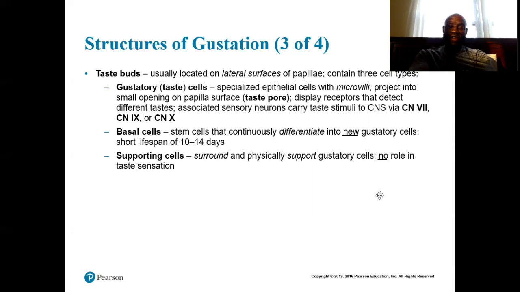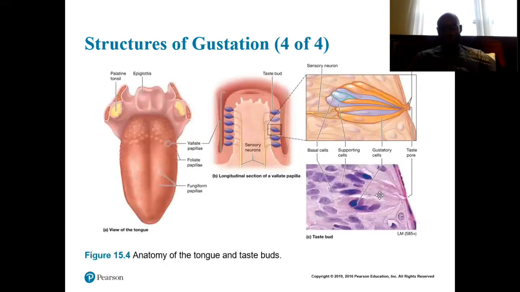You also have basal cells, stem cells, that differentiate into new gustatory cells, since their lifespan is only 10 to 14 days. And then you have supporting cells. So similar structure to the olfactory. Your supporting cells surround and support your gustatory cells. And so this is what we're looking at.